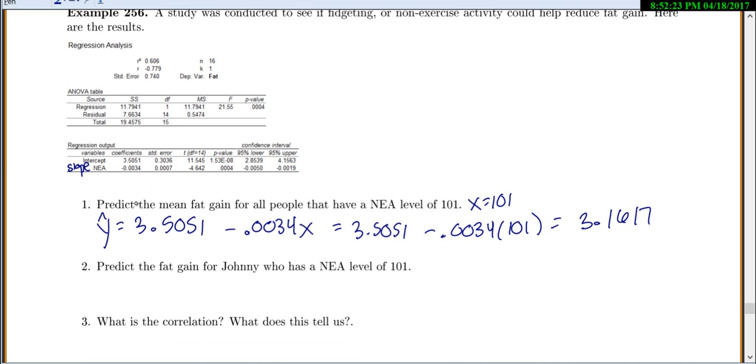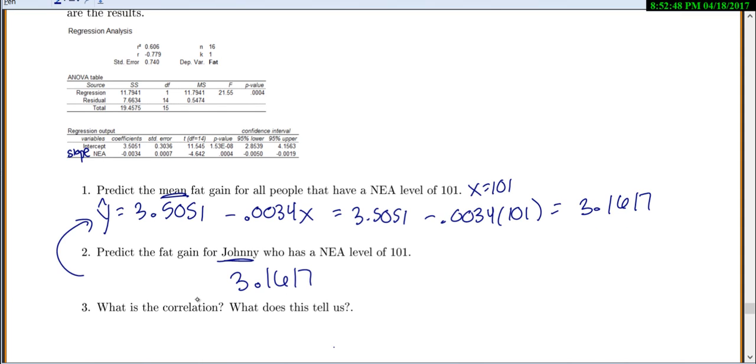Now this says predict the mean or average fat gain for all the people that have an NEA level of 101. This one says predict the fat gain for just Johnny, who has an NEA level of 101. Basically, you do the exact same thing. It's still going to be 3.1617. So whether you're predicting it for one person or the average for all the people, you get the same result.